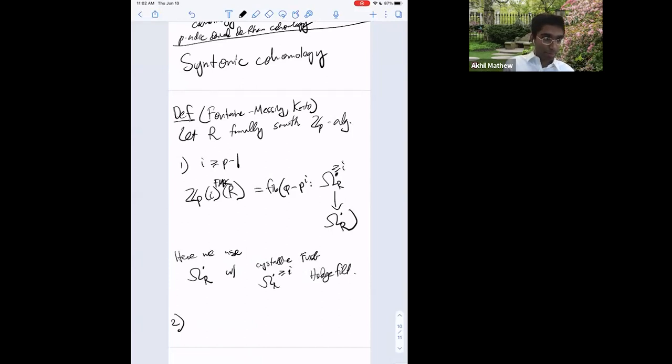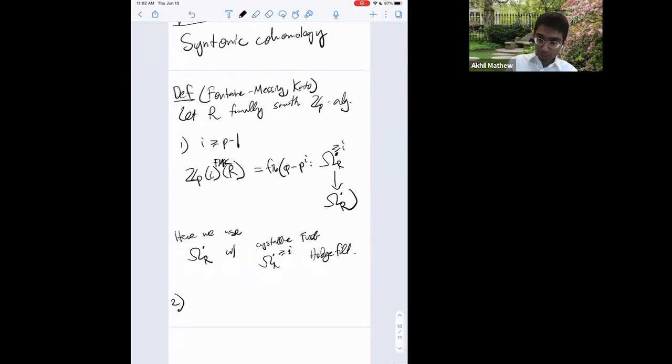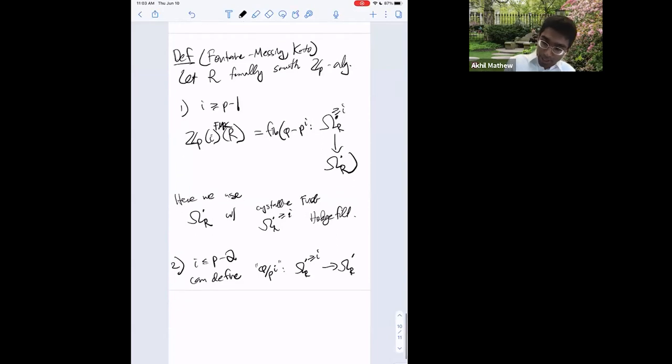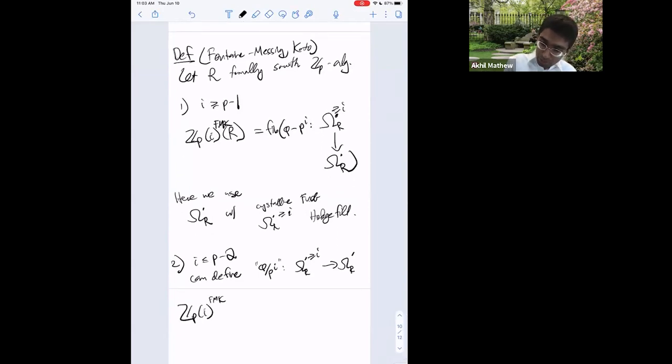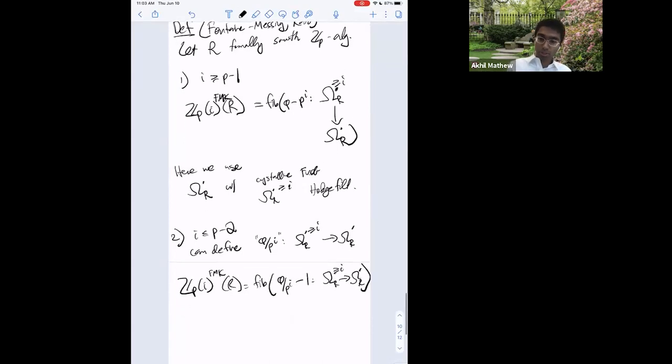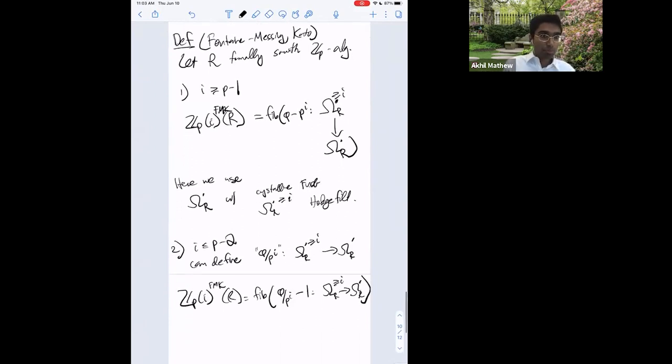One can do a little bit better when i is small. If i is less than or equal to p minus 2, then in addition to the Frobenius, one can define a divided Frobenius, phi divided by p^i, which goes from the ith stage of the Hodge filtration to the de Rham complex itself. This is natural, at least in the derived infinity category. Then let me define Z_p(i)(R) to be the fiber of phi divided by p^i minus the inclusion from the de Rham complex Omega_R greater than or equal to i into Omega_R. This is what one might call syntomic cohomology.